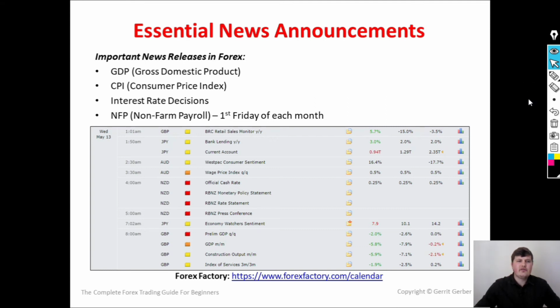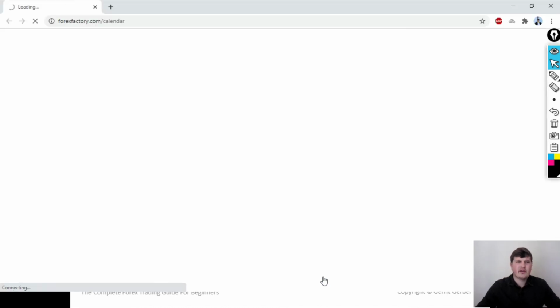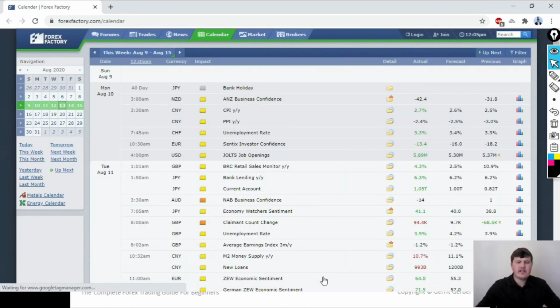And to view all of these essential news announcements, we will be taking a look at the Forex Factory website over here that has a calendar that is updated each day and provides you with the different news events that will happen on a specific time frame and a specific date. So you can be aware of all the different news events that are likely to happen on a specific day or week or month. So you can incorporate those news releases into your trading and be aware of them.